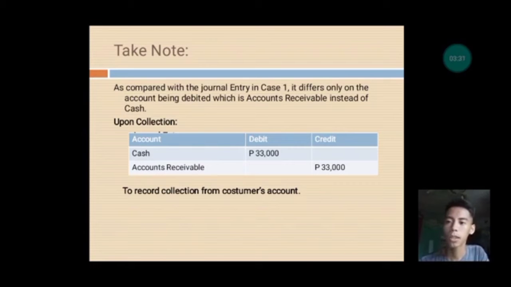Upon collection, Cash is debited 33,000 and Accounts Receivable is credited 33,000. This is the record of collection from the customer's account.